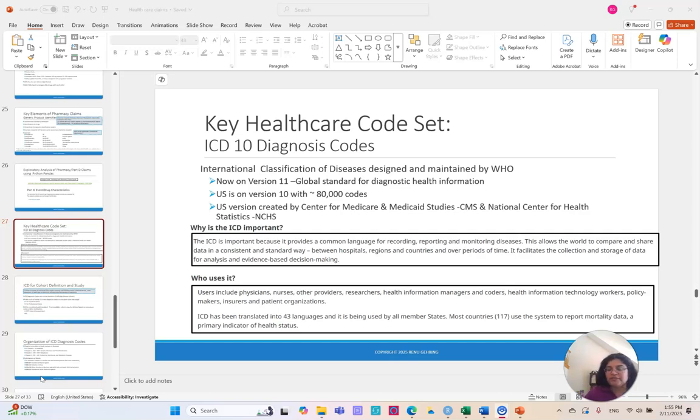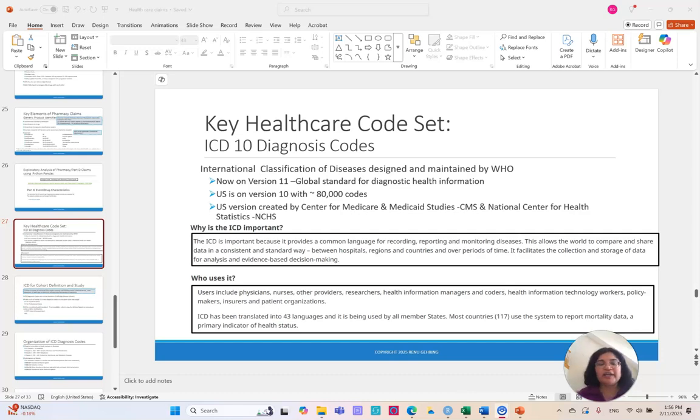Version 10 is the current US version, and that is maintained by the Centers for Medicare and Medicaid Services, CMS, and that's what I am going to be talking about. Version 11, which is prevalent in countries other than the US, is dramatically different from our version. So, a reminder that this is about the US version.